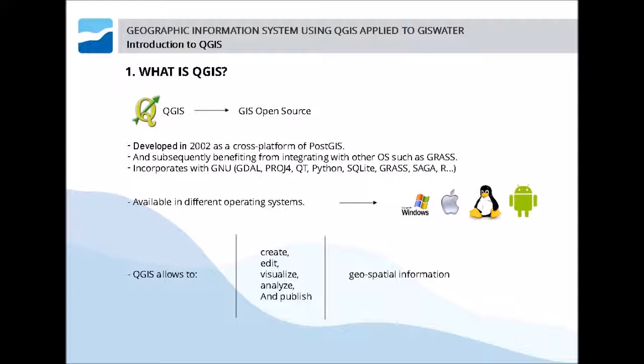QGIS allows to create, edit, visualize, analyze, and to publish geospatial information data that has a spatial component.